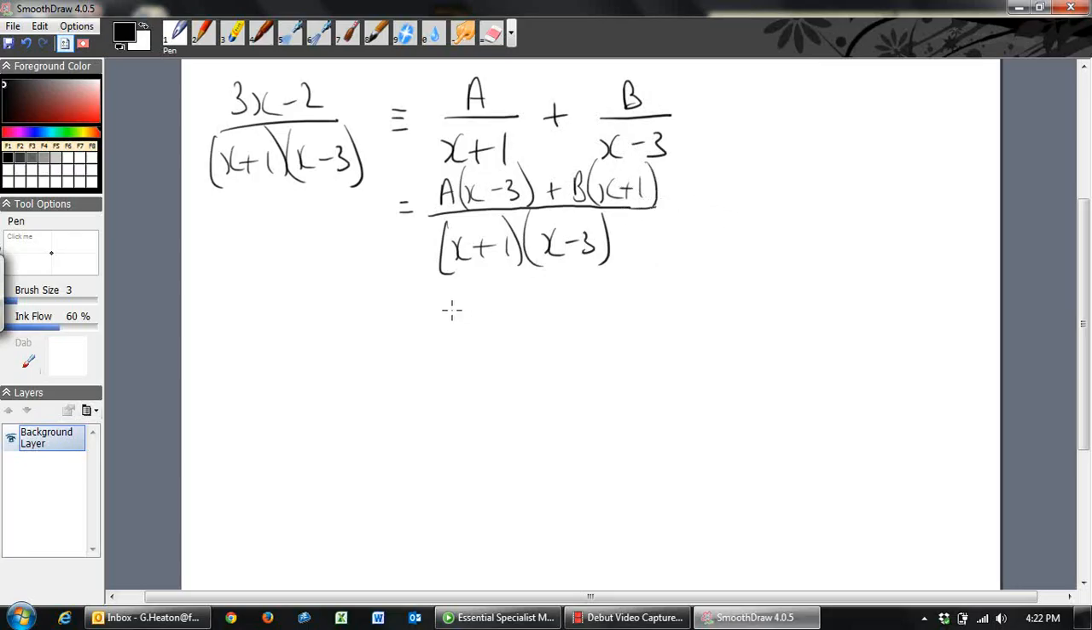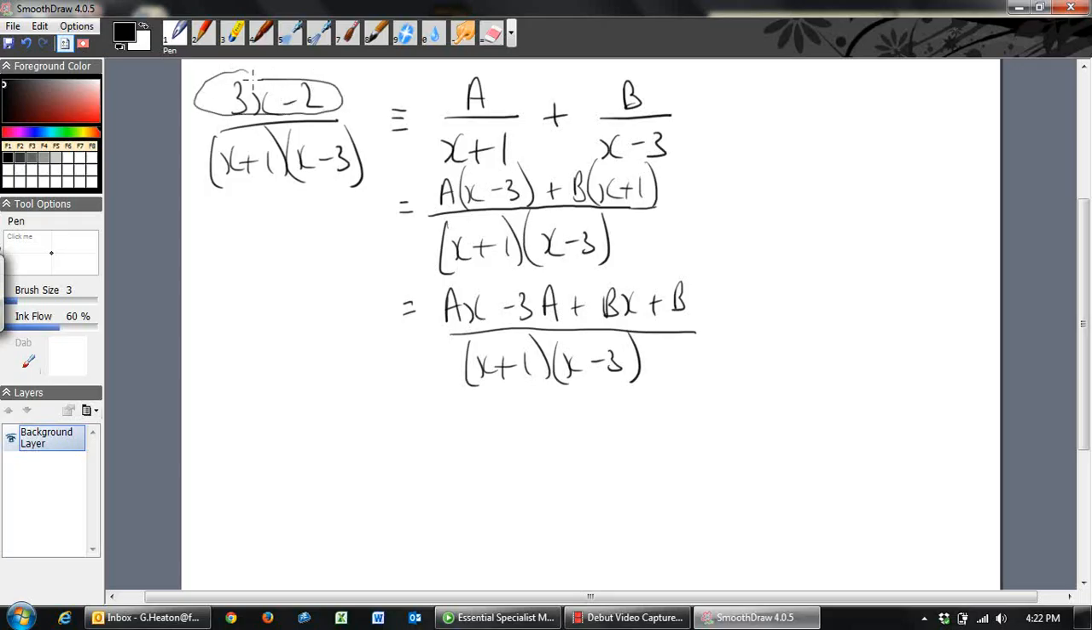Then let's just expand the top. So we get ax minus 3a plus bx plus b on the top line. On the bottom line, x plus 1, x minus 3 still. And then what we're going to do is equate the coefficients. So this here is equal to this here. We just want to figure out what a and b are equal to.